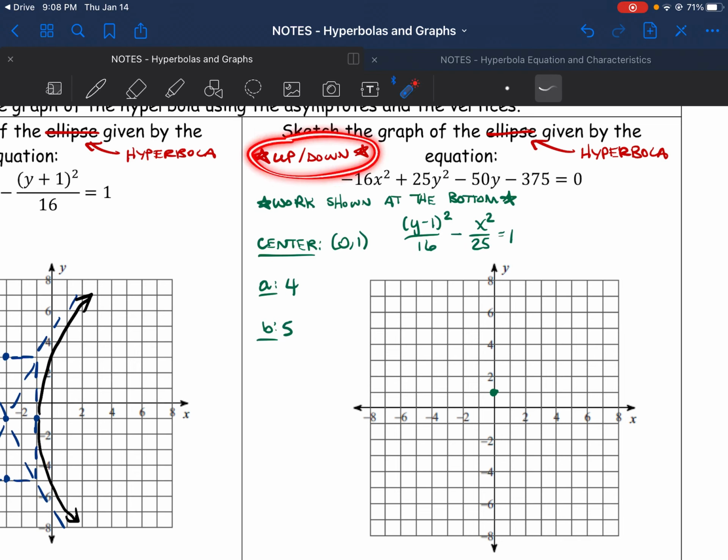We know that we have an up-down opening hyperbola, so let's go up using the a value, up 4 and down 4 from the center. 1, 2, 3, 4. 1, 2, 3, 4. And then the other direction is going to come with b. Let's go 5 to the right and left. And just like the previous example, let's go ahead and sketch in the central rectangle using the vertices and the co-vertices here. Also, just like the last example, let's use the central rectangle and connect the diagonals through the center to create the asymptotes.